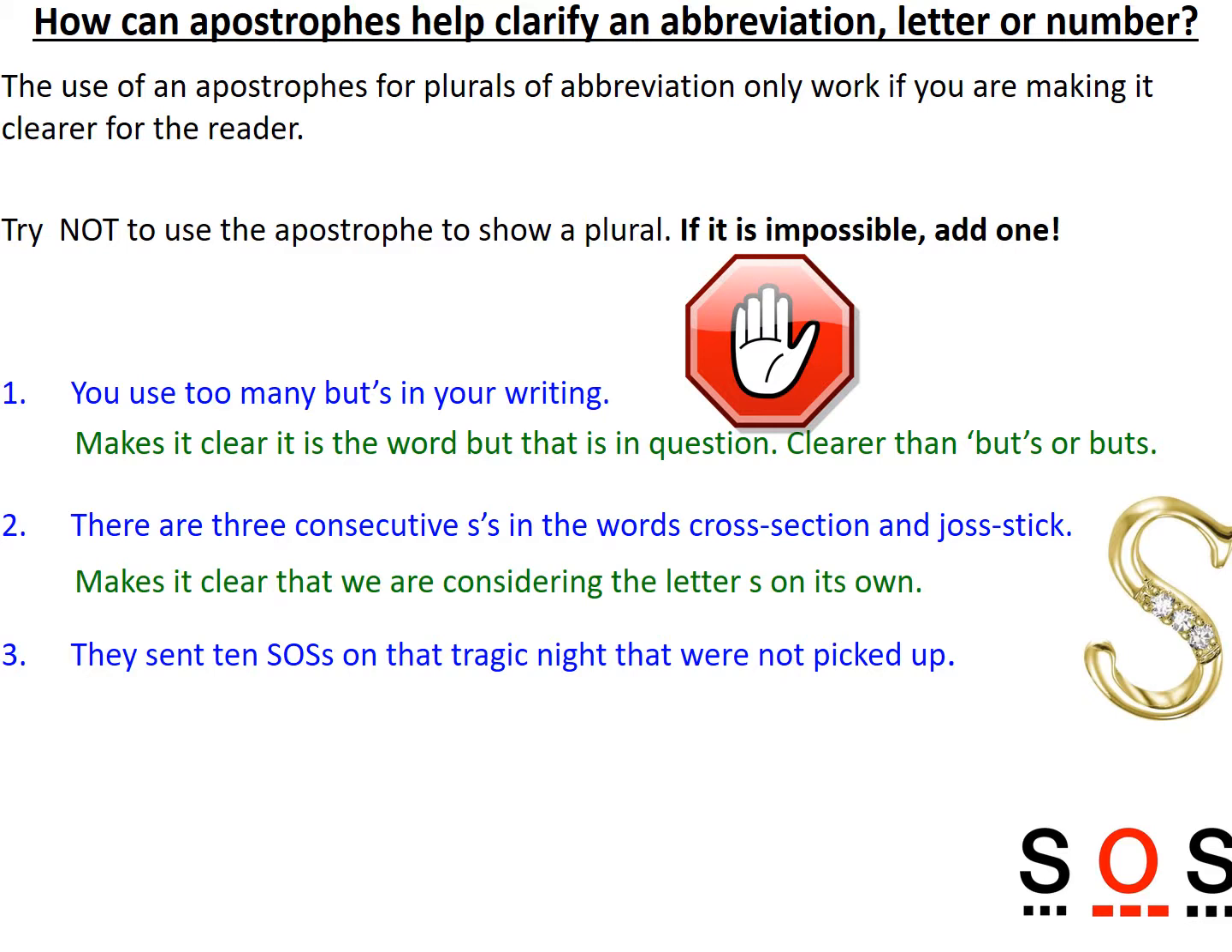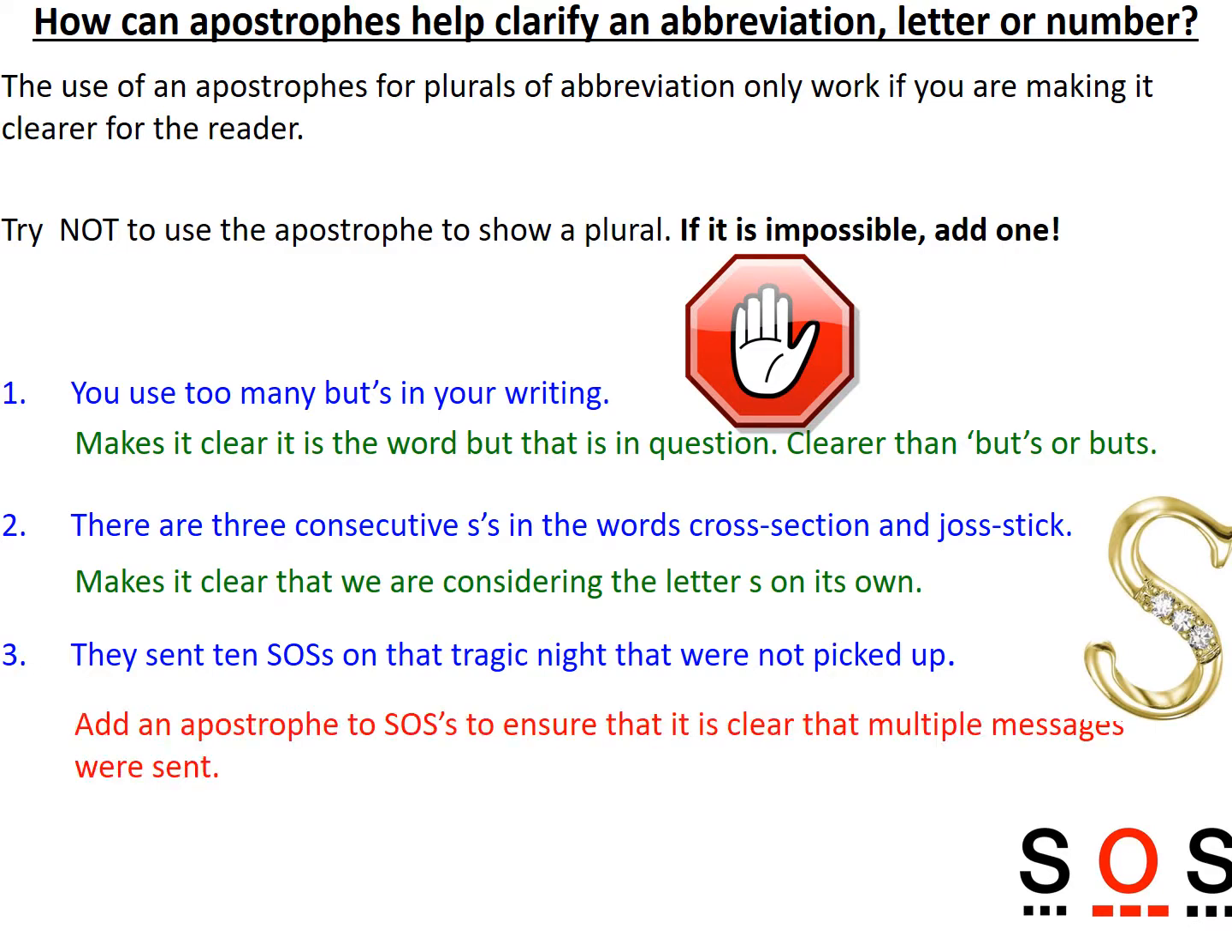Finally, they sent 10 SOSs on that tragic night that were not picked up. Now I'll come to what an SOS is in a moment. But I think it's questionable, but it would be slightly clearer if I added an apostrophe where it says SOS, then add the apostrophe and an S to ensure that it's clear that multiple messages were sent. And it's important for us to realise that with acronyms and abbreviations like SOS, we might not know what they mean, but if we know that they only have three letters, why add an additional letter that could confuse someone who doesn't even know what that abbreviation means and think it could mean SOSS, which of course is untrue. So it's about clarity. That's why I would add an apostrophe in the final example there.